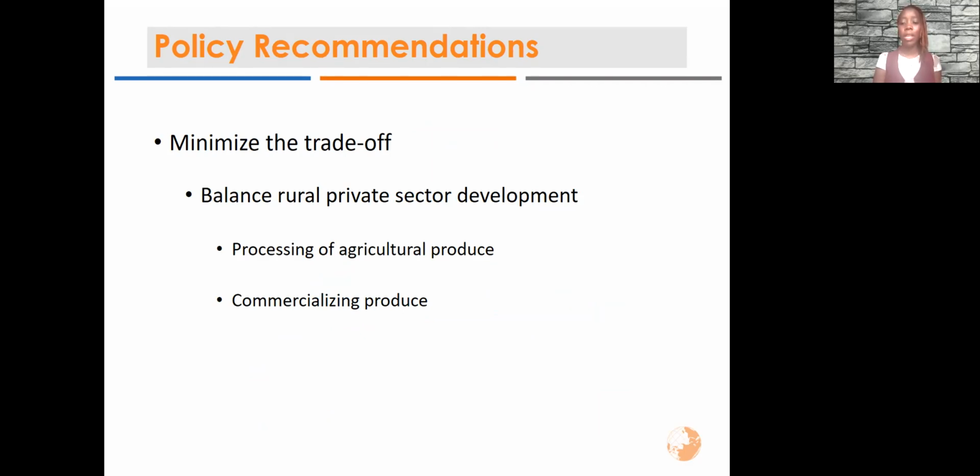For example, policies aimed at enhancing agro-processing and agribusiness enterprise development might be crucial in achieving the twin goal of enhancing agricultural production as well as enhancing the growth of the off-farm sector.